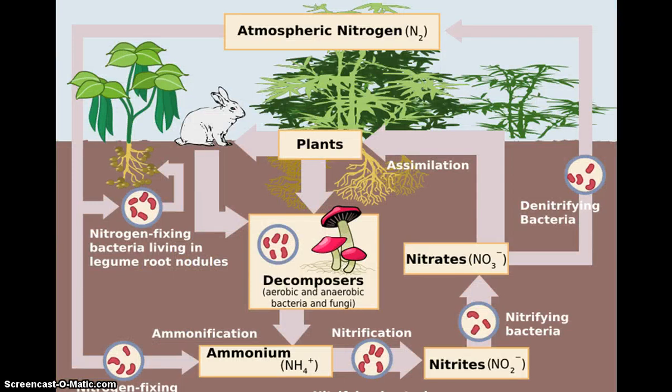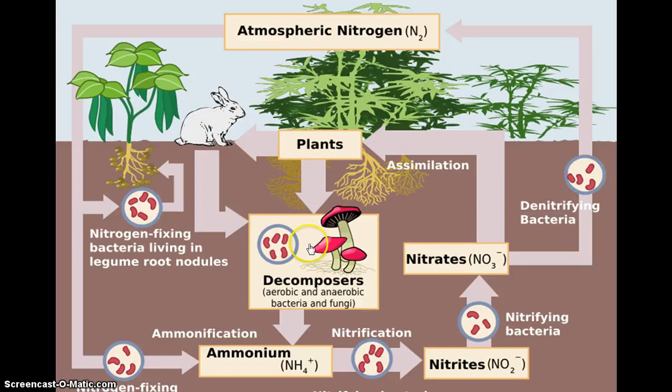Here's another picture for you, because I know it's sometimes hard to understand. We have nitrogen in the atmosphere, again going through nitrogen fixing bacteria, then to ammonium, and then nitrification again, nitrites to nitrates, and then back through denitrification into the atmosphere. It can go through assimilation, back to plants and then to animals.